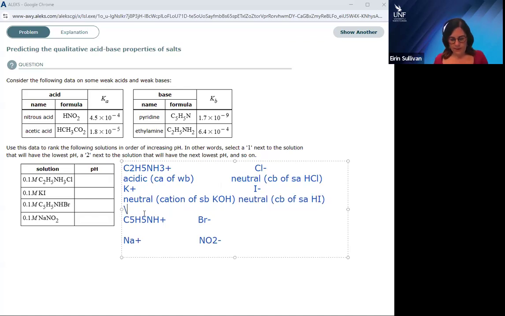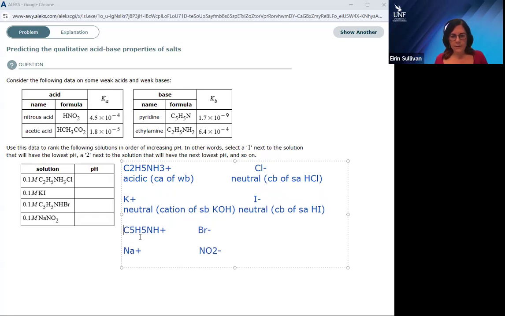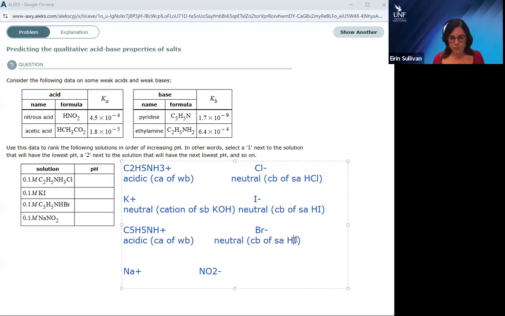Okay, so what have we got next? C5H5NH plus. So let's take a little bit of a look at this one then. Well, it's a cation. If I look at the information I've got, pyridine is a base, so we've got a Kb, base protonation constant for that. So that must be a weak base. So C5H5NH plus is the conjugate acid of a weak base. So that itself must be acidic. And the bromide, again, is the conjugate base of a strong acid. That would be hydrobromic acid. So we can just go ahead and say that is neutral.